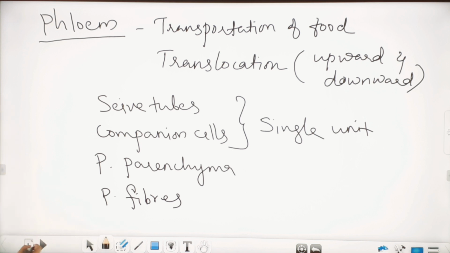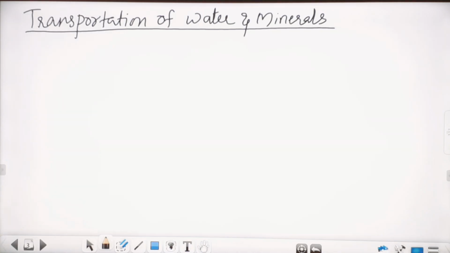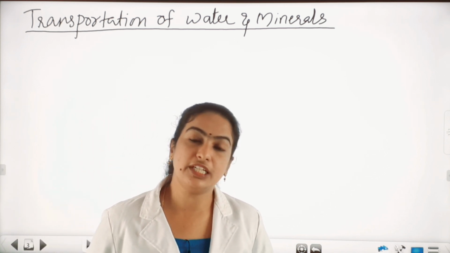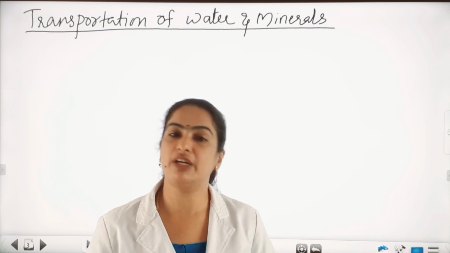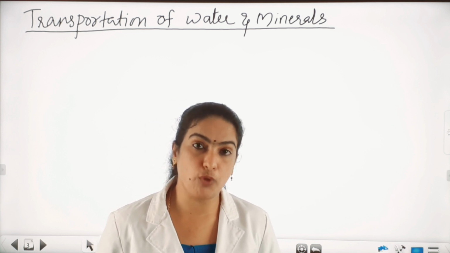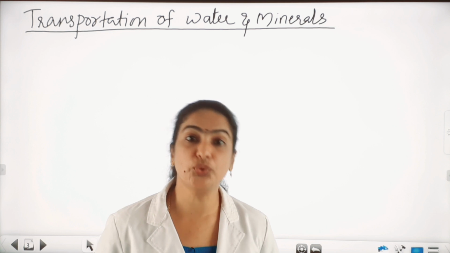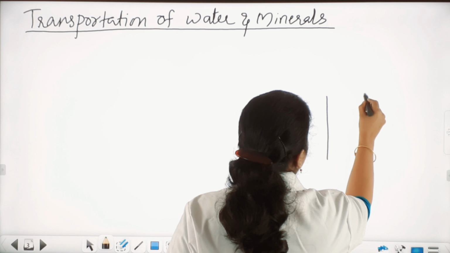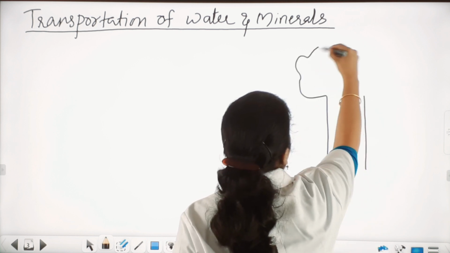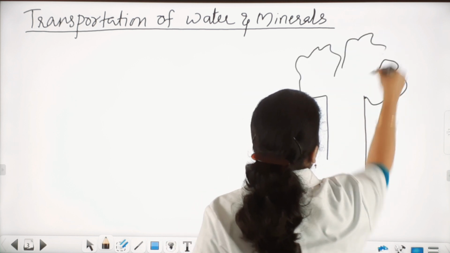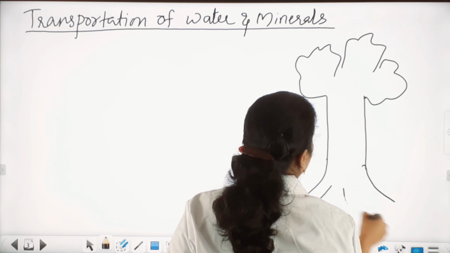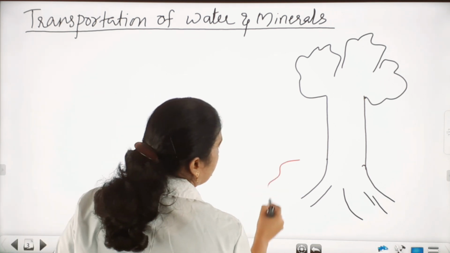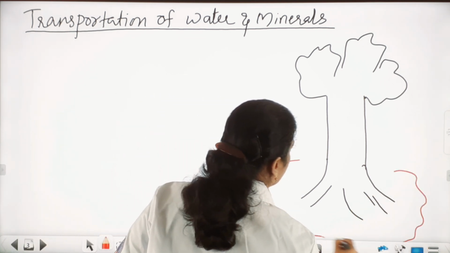Now we can see the transportation of water and minerals, how it occurs. So the xylem needs to transport from roots to different parts of the body. So how the water and minerals reach the roots, that we can see now. Okay. So suppose this is a plant. Suppose this is a tree. Roots are here under the soil. So we can draw the soil like this. Suppose this is the soil part.